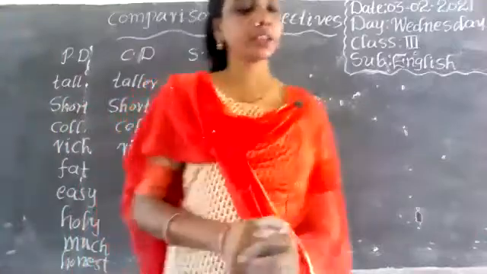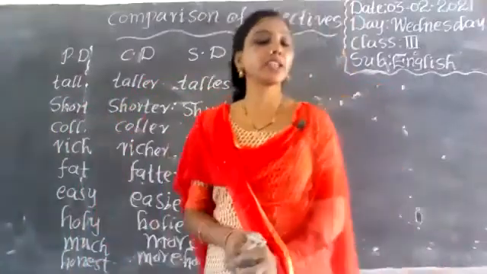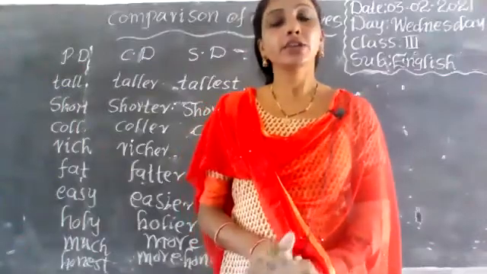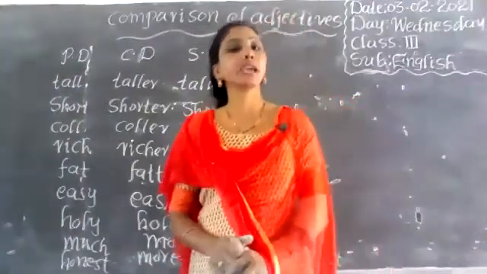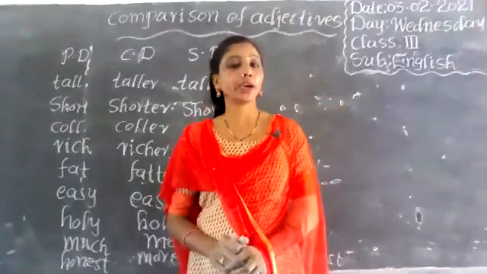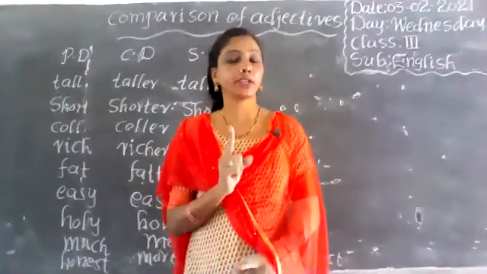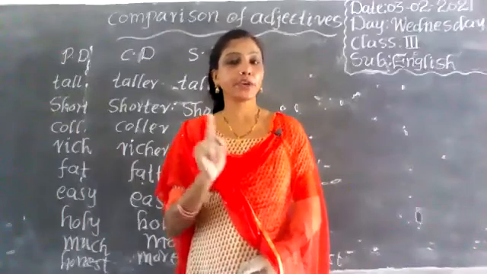So here written here the second one. The first one is the positive degree. It is used when no comparison is made. So first I have written Mr. A is a fat man. So here I did not compare with any other person. Just I am talking about the one person. Mr. A is a fat man.